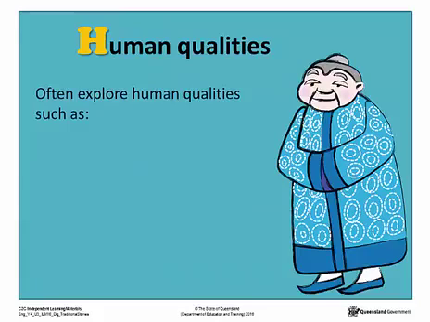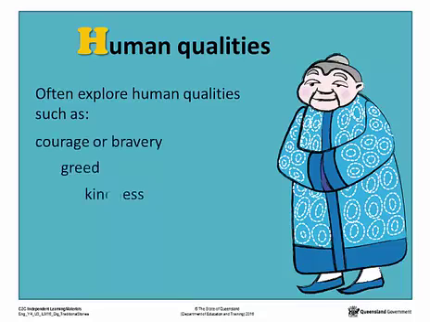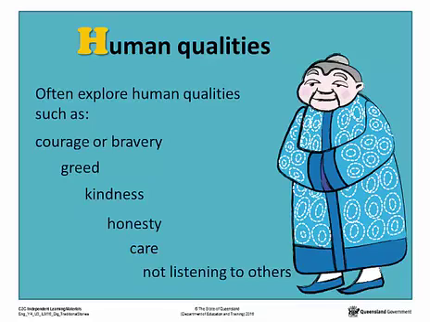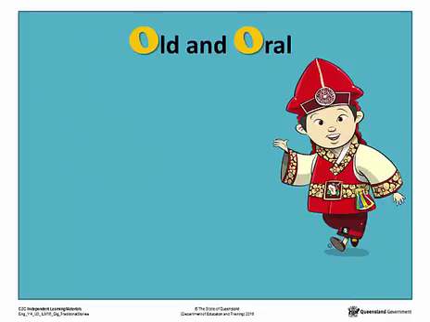The second letter in CHOMPS is human qualities. Traditional stories and folk tales often explore human qualities such as courage or bravery, greed, kindness, honesty, care, not listening to others. Remember, people can have these human qualities, but animals can too.